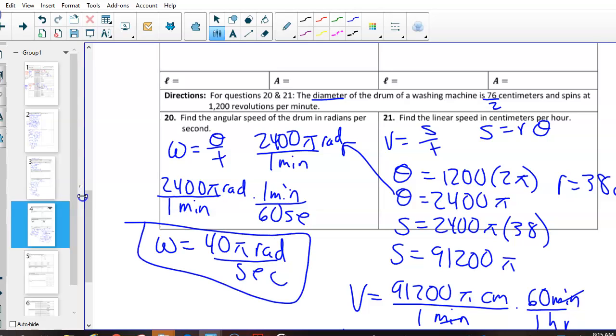So 40 pi radians per second, or if you multiply pi in, 125.66 radians per second. Remember, angular should always have less steps. We needed this.